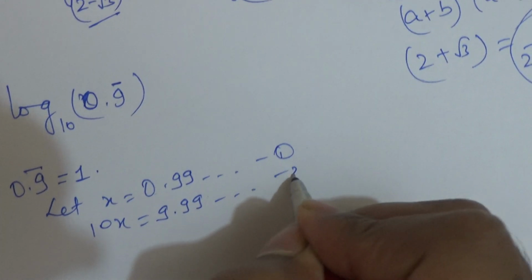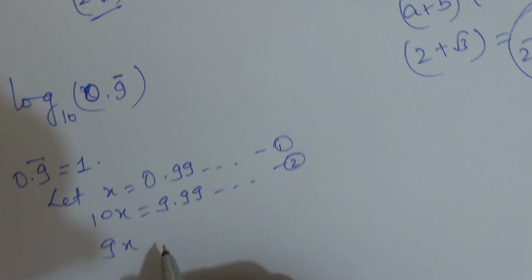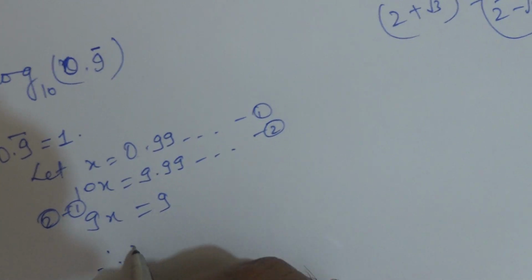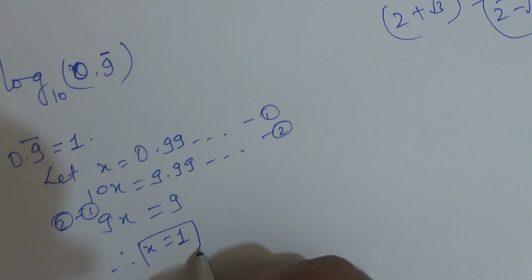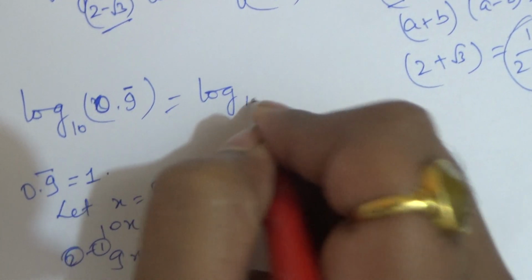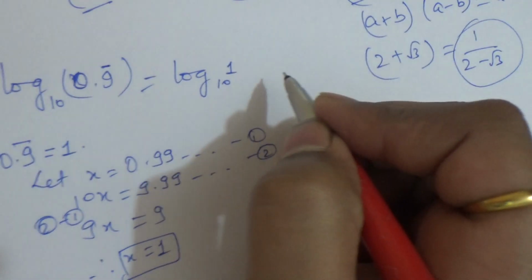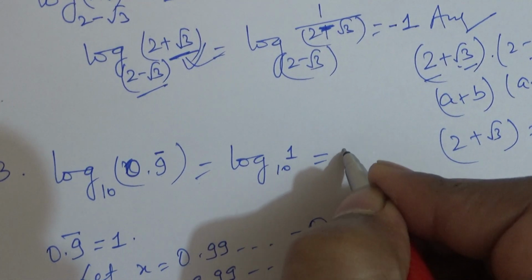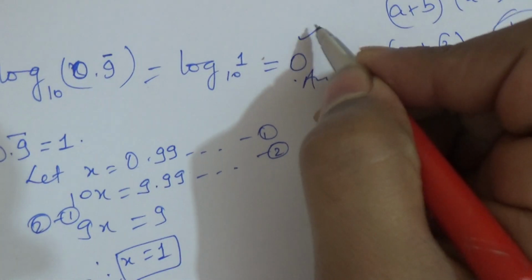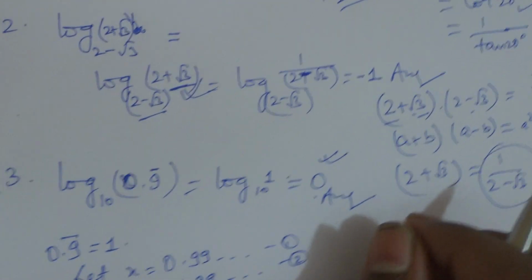Now subtracting the first from the second, we get 9x is equal to 9. Therefore, x is equal to 1. Could you follow? So this can be written as log 1 base 10. So what will be the answer? It is 0. You have already done this. So the basic concept must be grasped properly before solving the problem.